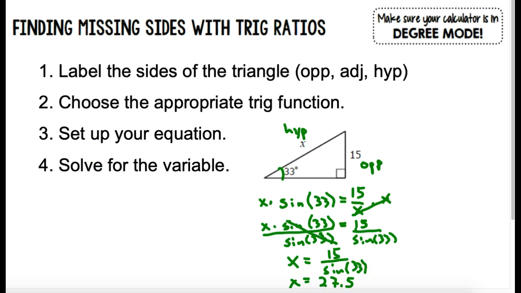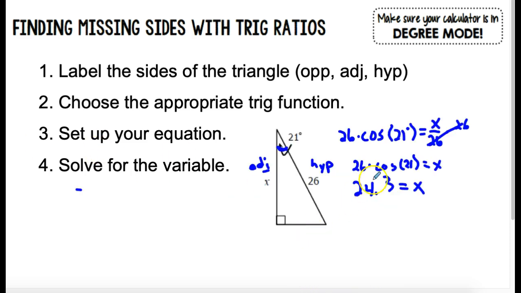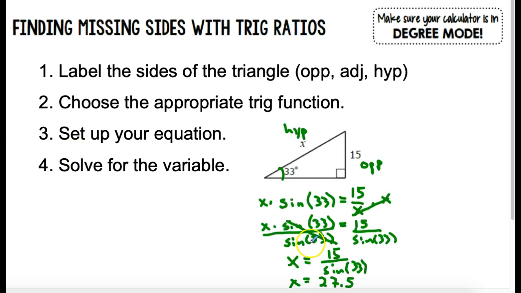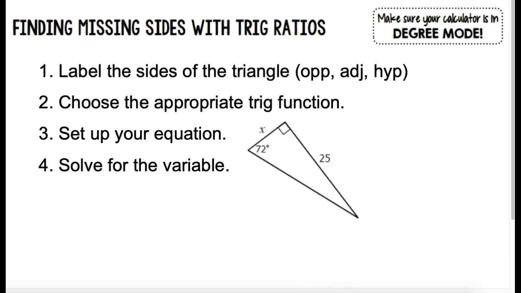So, if we end up with x in the numerator when we set up our equation, all we need to do is multiply both sides by the denominator to get x by itself. But if we end up with x in the denominator, we have 2 steps. We need to multiply the x over to the left side and then divide both sides by the trig function. Okay? Let's do one more of those real quick.